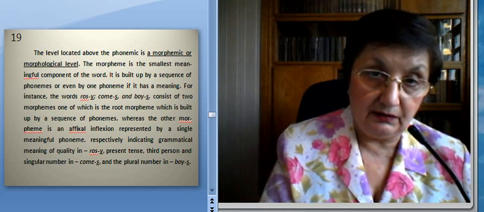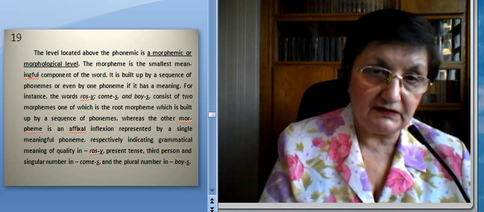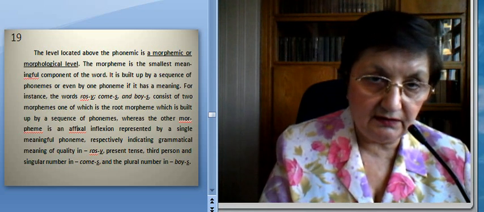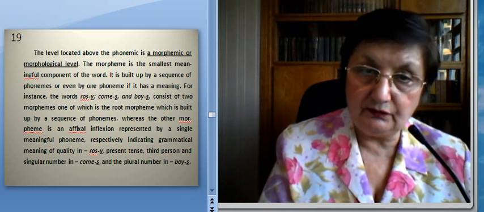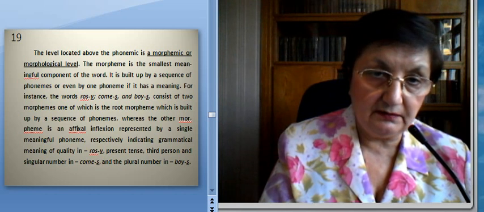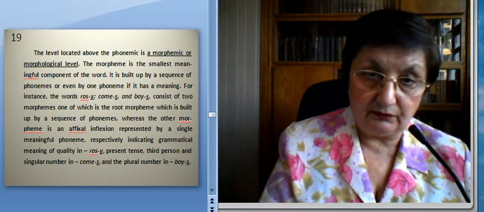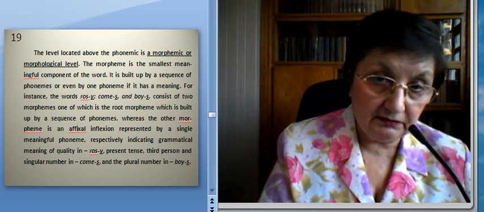For instance, the words rosy, comes, and boys consist of two morphemes, one of which is the root morpheme, which is built up by a sequence of phonemes, whereas the other morpheme is an affixal inflection represented by a single meaningful phoneme, respectively indicating in the word rosy the grammatical meaning of quality, in the word comes the grammatical categories of present tense, third person and singular number, and in the word boys the grammatical meaning of plural number.